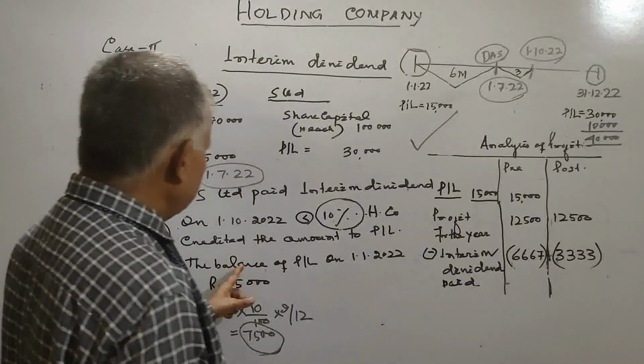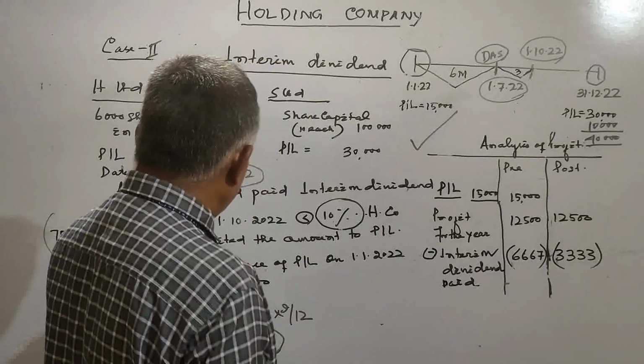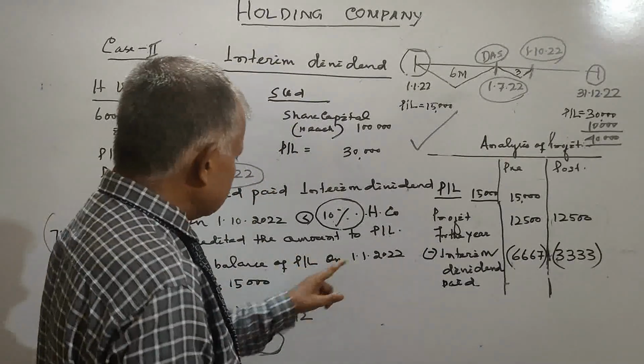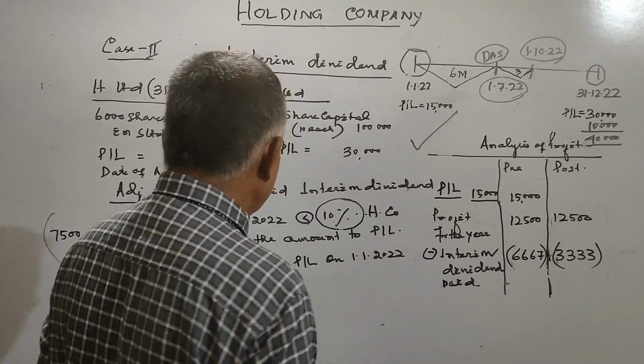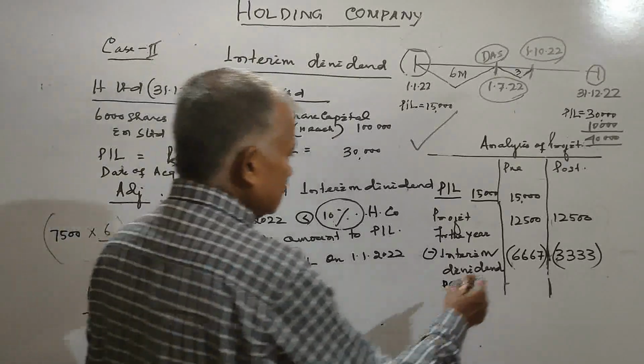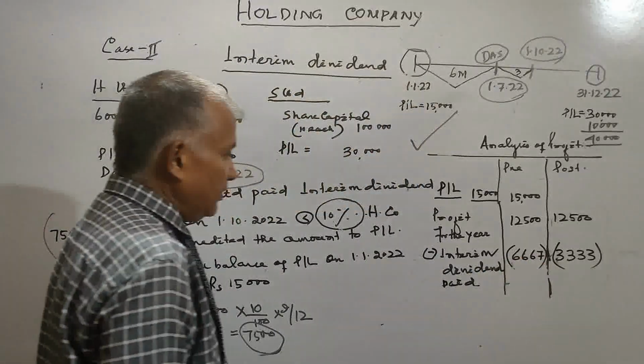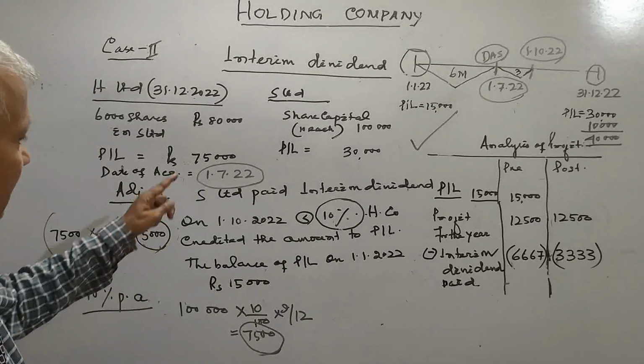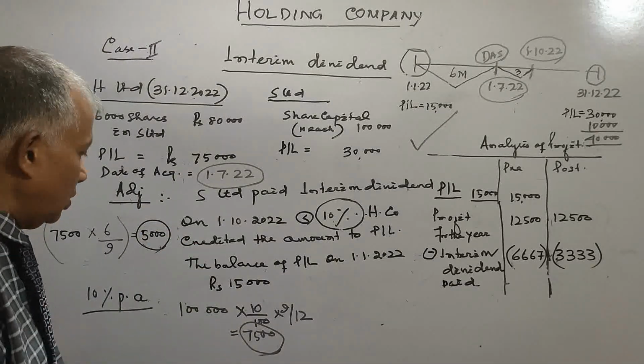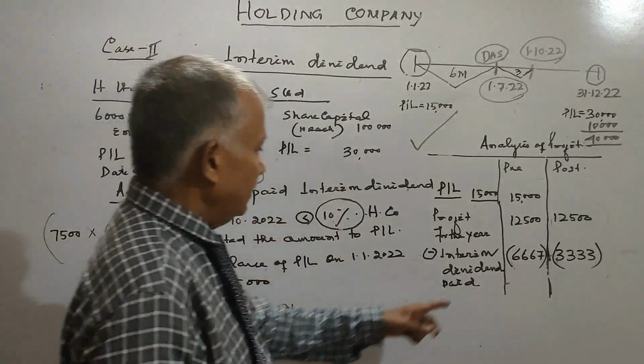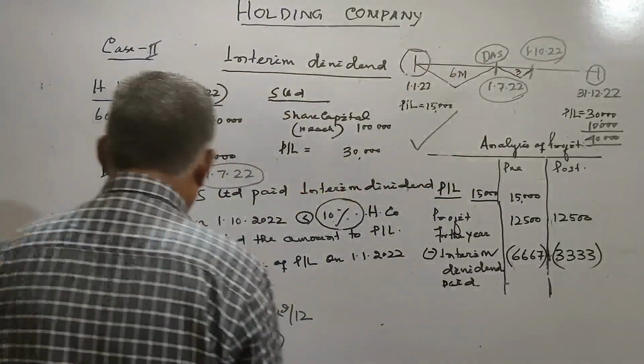If they tell you the holding company has taken everything to PL, then the 6,667 will be deducted from the cost of control and holding company PL.